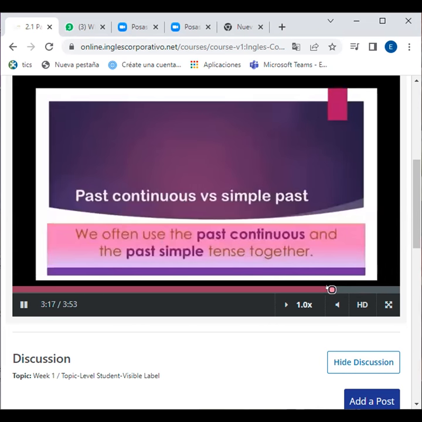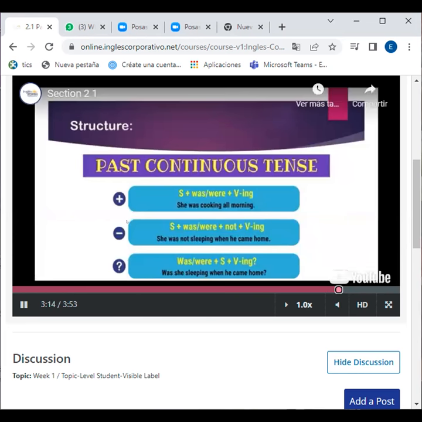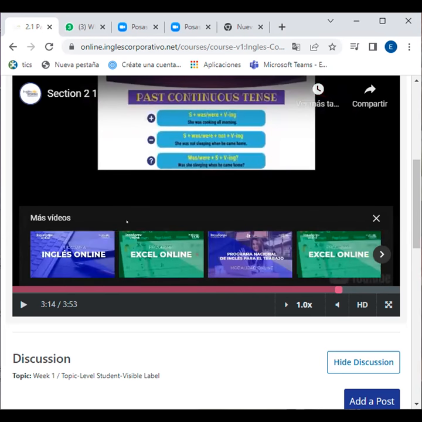Subject plus was and where plus verb. Okay.